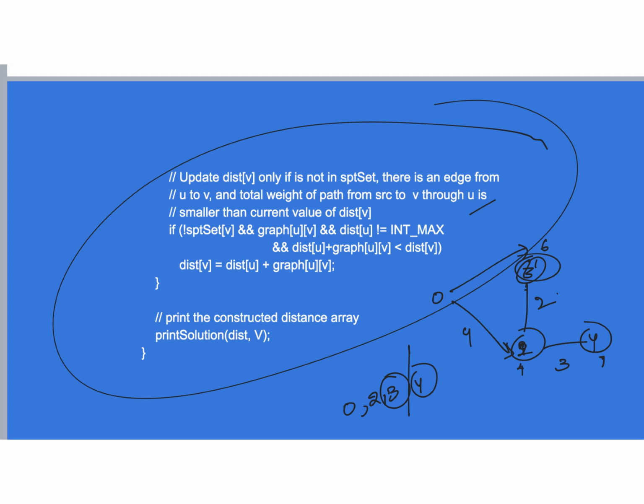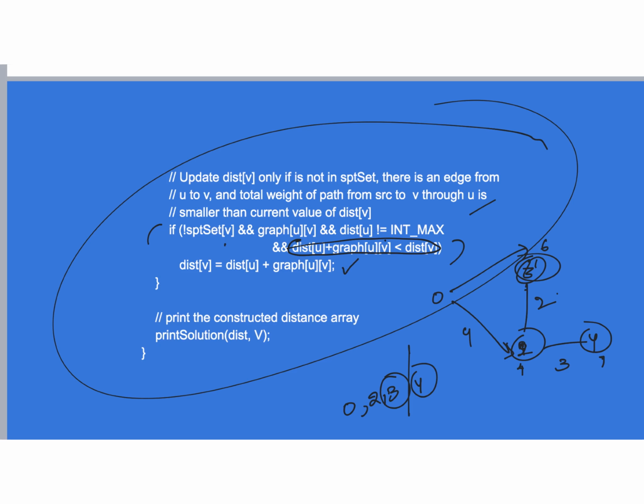So first, let's take a look at this if condition. It's looking quite harsh, but let's deconstruct it. First, it should not be in the set, and it should be in the graph. Then the distance should not be equal to infinity, and the distance of u plus the graph of u and v should be less than the current distance of v. So this is the most important point, I guess, of the whole graph structure. Just remember that. And if that's true, then we add this.